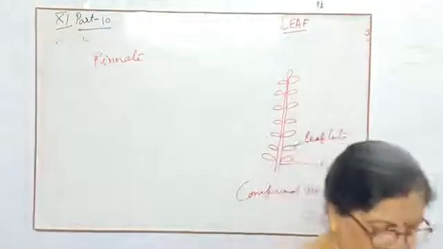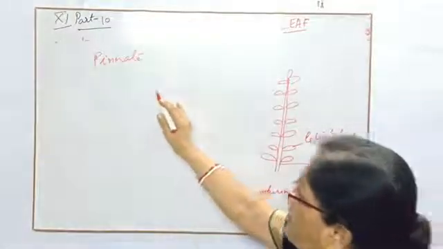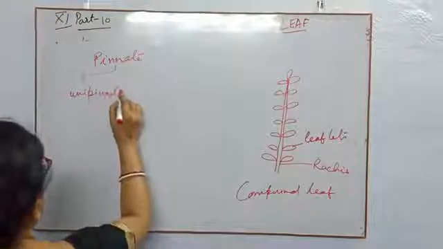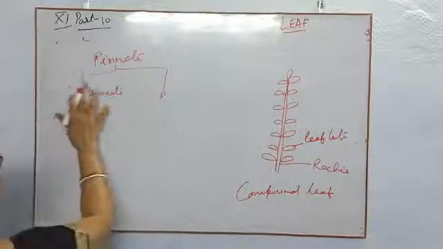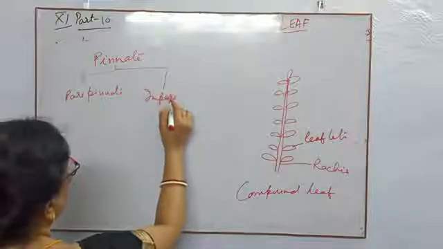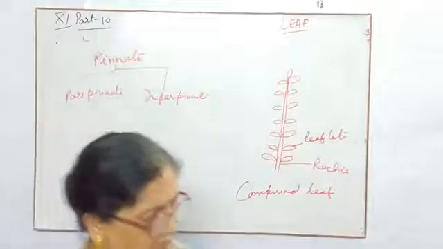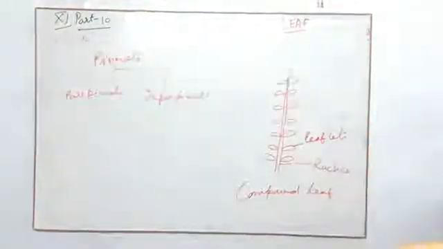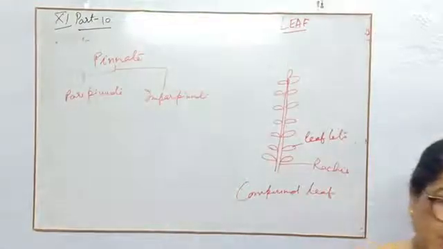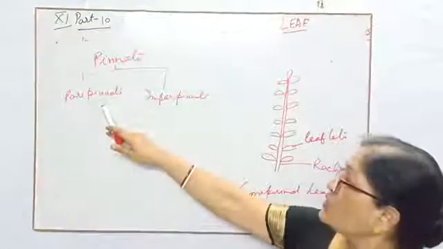Pinnate compound leaf. So pinnate compound leaf is of two types. One is unipinnate. In pinnate, unipinnate, as the name suggests, there will be one rachis, and unipinnate will be divided into two parts, peripinnate and imperipinnate.